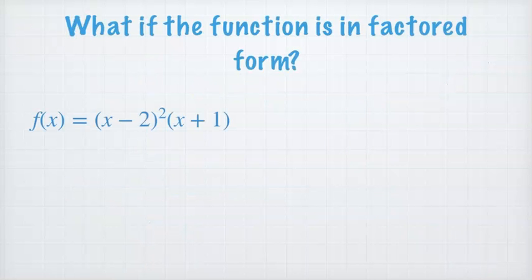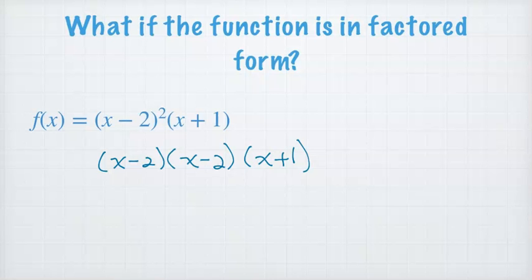If the function is in factored form, it is not quite as easy to tell the degree. You can't just look at it and say that the highest exponent is 2, therefore the degree is 2, because that's not true. All right, so let's get rid of that idea. If I'm in factored form here, if I have (x minus 2) squared, remember that that's the same as (x minus 2) times (x minus 2). And then I still have (x plus 1).